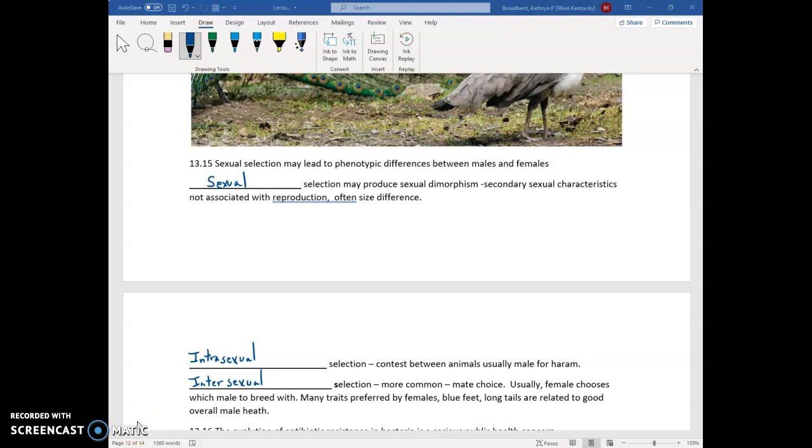Intersexual selection is much more common, and it involves mate choice, usually the female choosing which male to breed with. Many traits are preferred by females. For example, the blue feet and long tails of the blue-footed booby relate to overall good male health. And these things have been correlated.